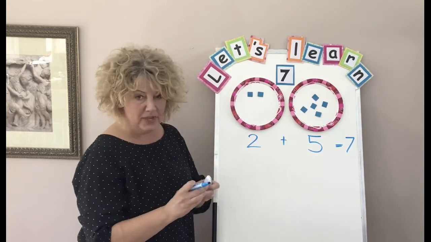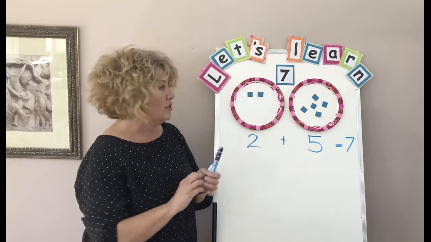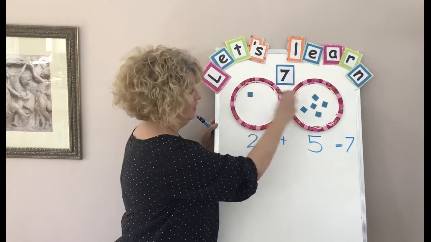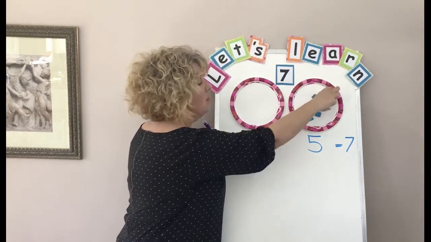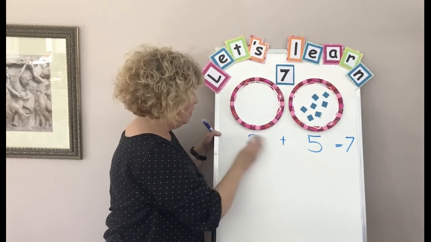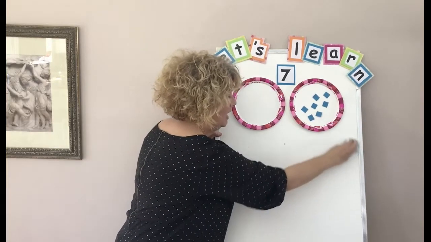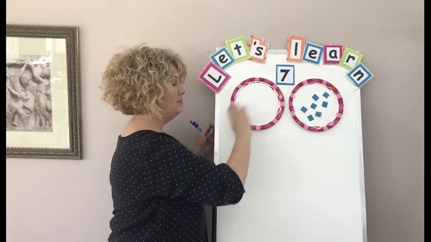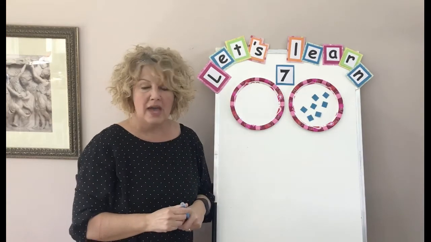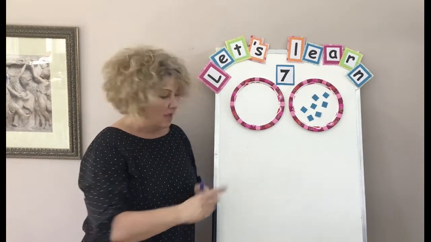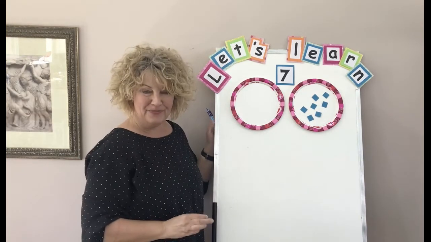Adding is a lot of fun, and you have a job to do at home now. You're going to go and find 7 of something. You can use 7 squares like I did, or you can use your 7 Cheerios or your 7 chocolate chips, and you're going to organize them in 2 different piles and talk about the adding. Get mom or dad to help you, and they can help you write the number sentences too. Have fun adding.